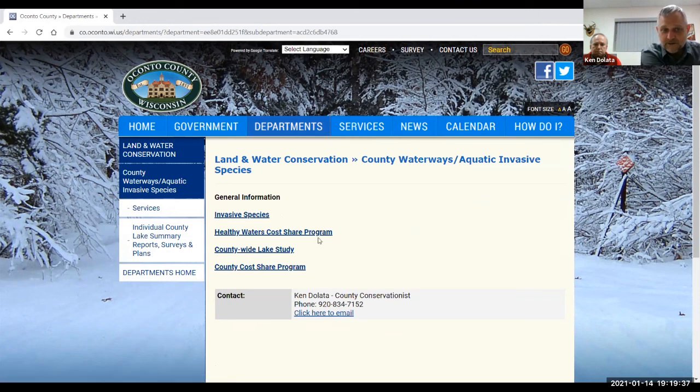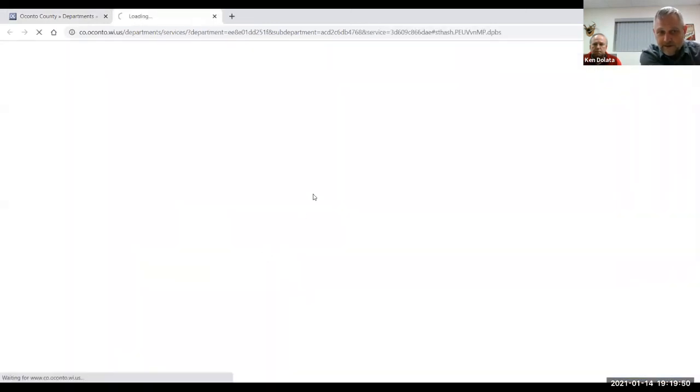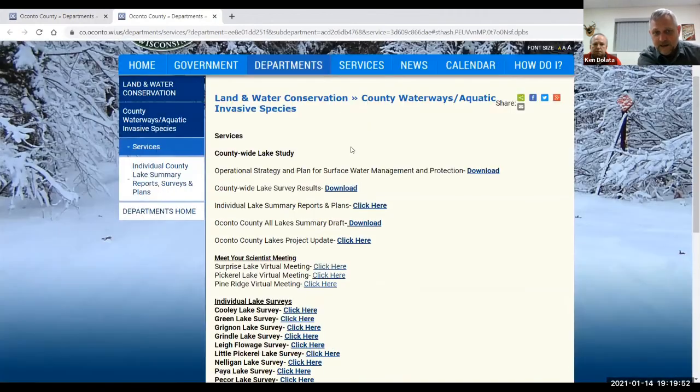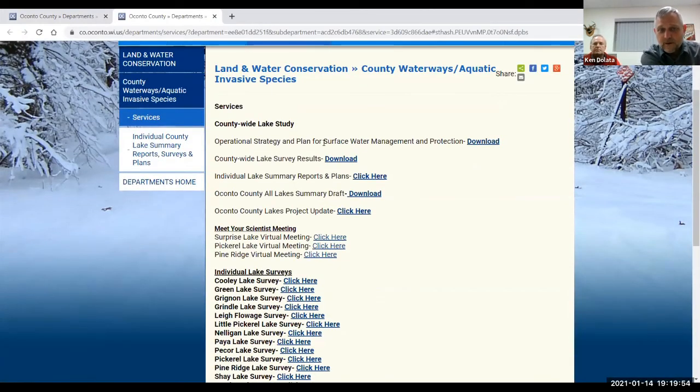Talking about invasive species, we have our Healthy Waters Cost Share program you may be interested in down the road. At the bottom here is our county cost share program that works on shoreline restoration and erosion problems. The main one here is the countywide lake study. So you click on that, and that'll take you into all the links for this study that we're doing.